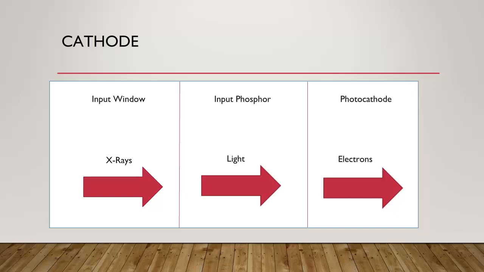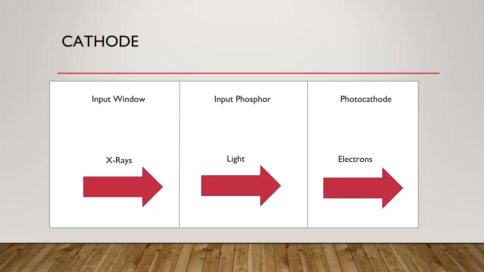This input phosphor layer is sandwiched between the input window and the photocathode. The light produced by the cesium iodide interacts with the photocathode next. The photocathode is made of a layer of metal comprised of antimony and cesium. When stimulated by light, it goes through a process of photoemission. This is the emission of electrons by light stimulation, similar to thermionic emission but through light.